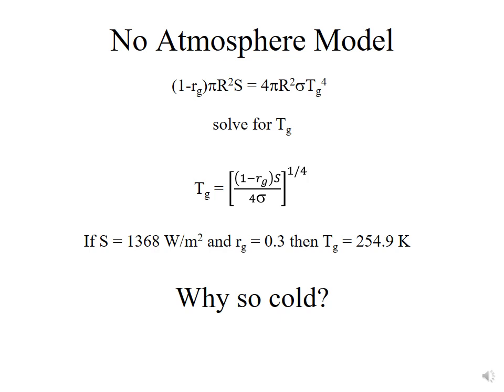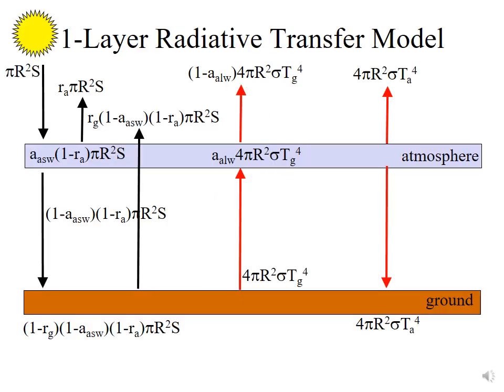So why does this model produce such a cold ground? It's because it doesn't have an atmosphere, and the atmosphere must act to warm the surface of the planet. So let's create a little bit more sophisticated model so that we can determine what the impact of the atmosphere is and how that will impact the temperature of the ground. Let's take a look at a one-layer radiative transfer model.